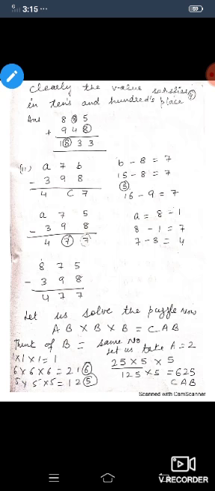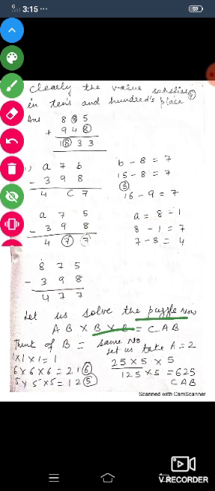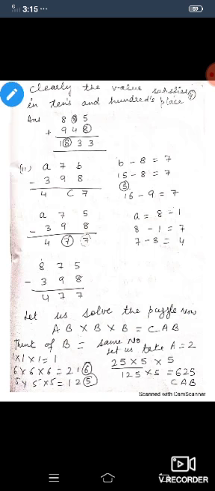Now let us solve the puzzles. AB into B into B is equal to CAB. Just think of B. You are seeing that B in this question is at 4 places, and the answer at the unit digit is also B. Now let us think of the numbers that give us the same number at the unit digit.